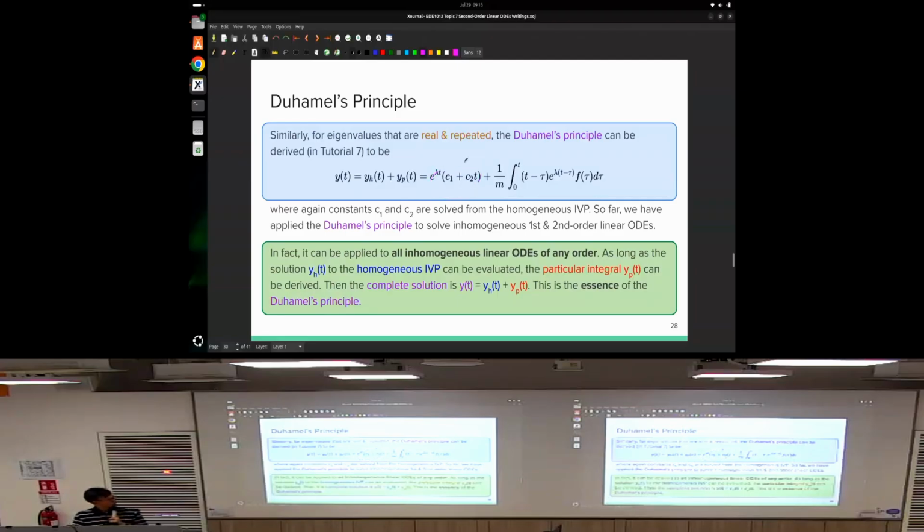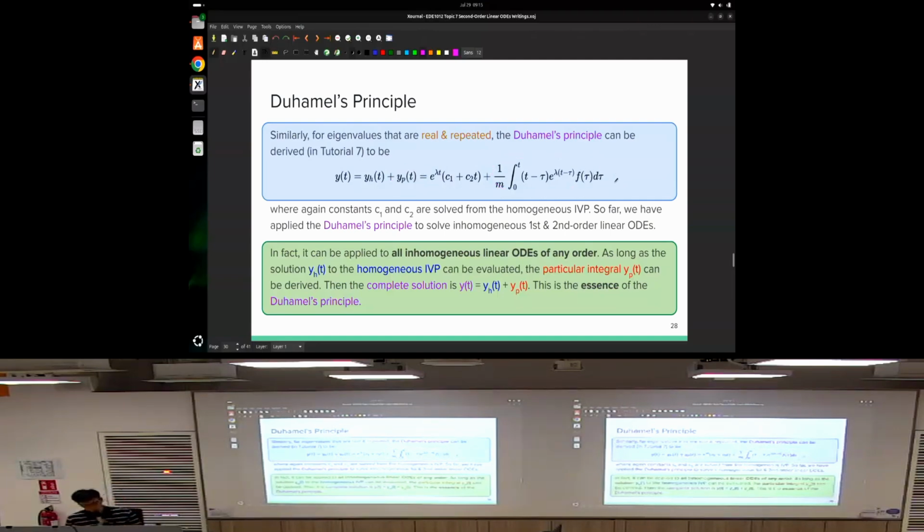Certainly if you get an excitation term, you should be able to recognize it. If you have an inhomogeneous ODE with an excitation term, then after you solve for the homogeneous solution, you also have to solve for the particular integral. You can see the particular integral is just this expression. Basically you just substitute your f of tau inside and then perform some integration.